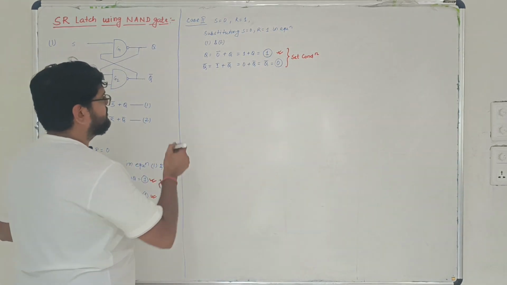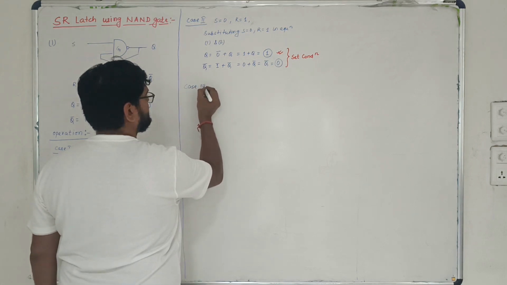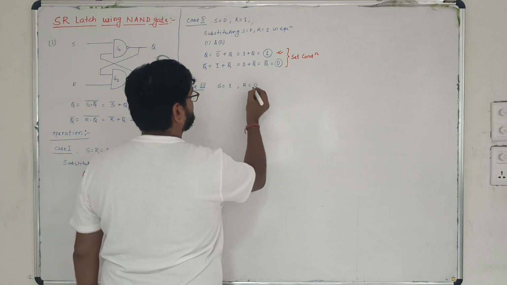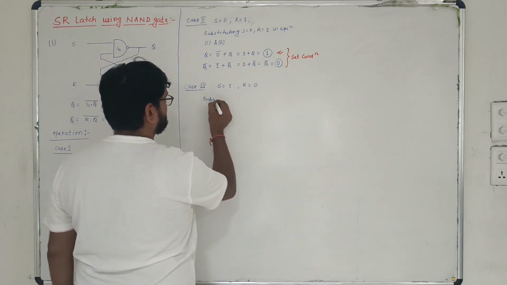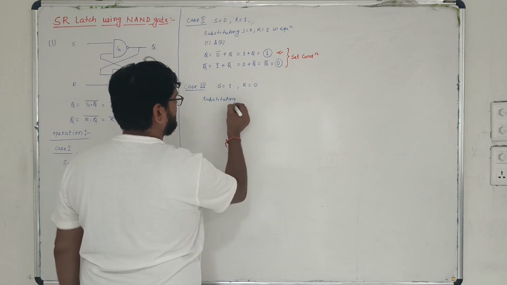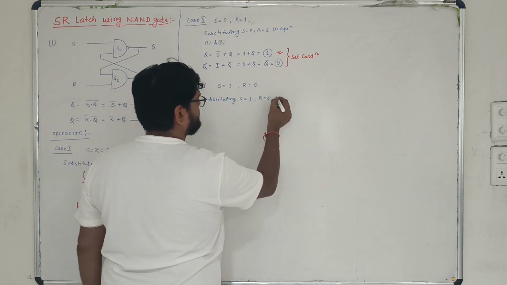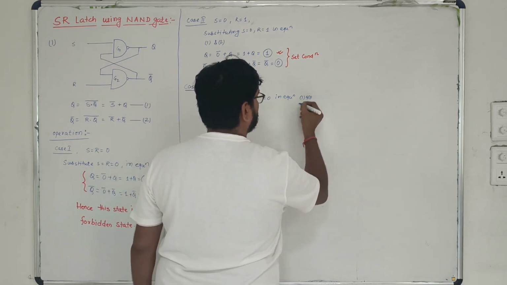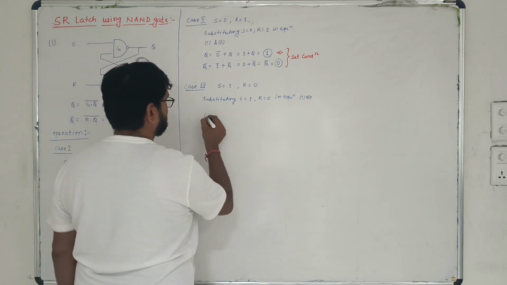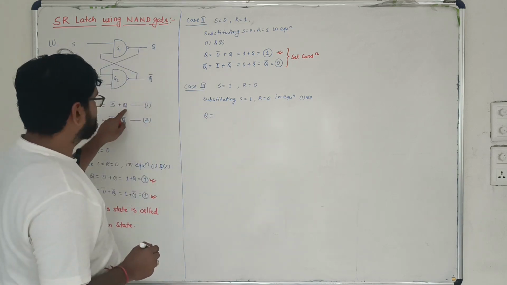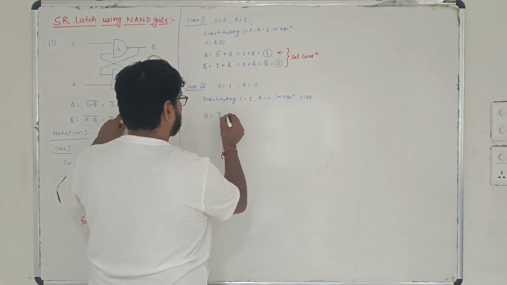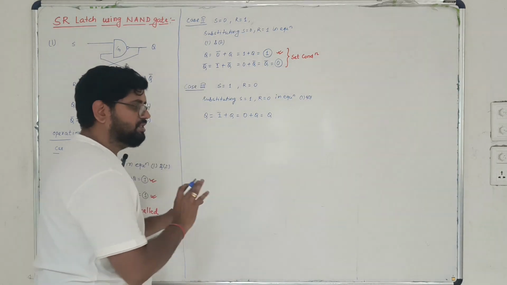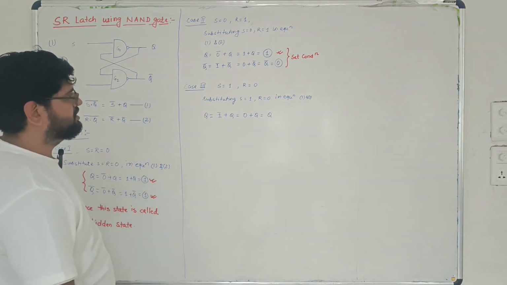Next, we'll go for case 3. Once again, we'll put s equals to 1, r equals to 0. Now, substituting s equals to 1, r equals to 0 in equation 1 and 2. Now, if you are substituting it, let us see what you are getting. Q equals to s bar plus q. S bar is how much? Is 1 bar plus q. 1 bar is equals to 0 plus q. 0 plus q is nothing but q. Let it remain as q. We'll find the other value and then we'll see what happens.